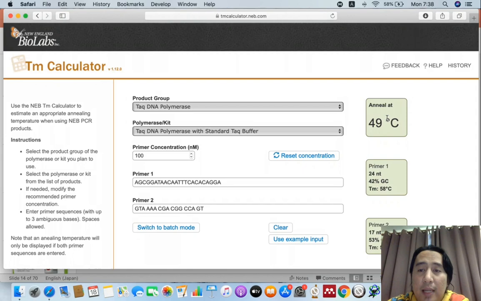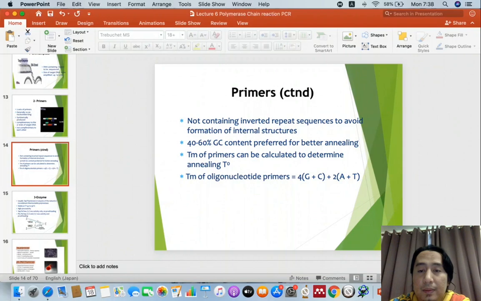So first it anneals at 49 degrees, and after the primer and the polymerase are done doing extension, then the primer has to be removed, and that is where the Tm comes in, right? So at 51 degrees or 56 degrees, the primer will fall off from the target of your gene. So this is an example of the Tm calculator online that you can use. Otherwise, you can calculate it manually, like this.